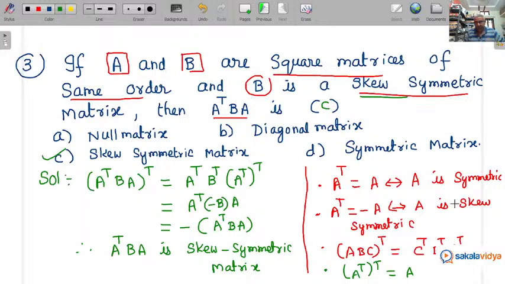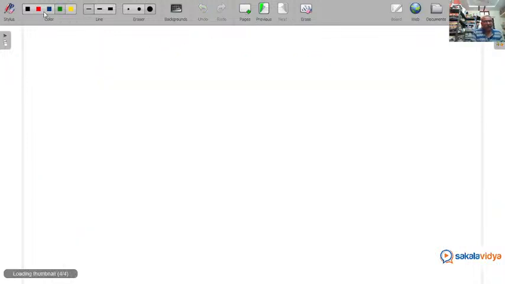This is the third one. So, symmetric, skew symmetric. This is actually A B C whole transpose equal to C transpose, B transpose, A transpose, and A transpose whole transpose equal to A. All these properties we need to make use of to solve this problem. So, most of the concepts have been covered here.